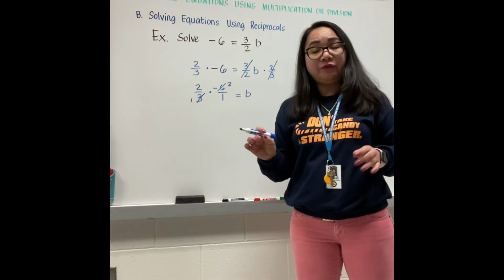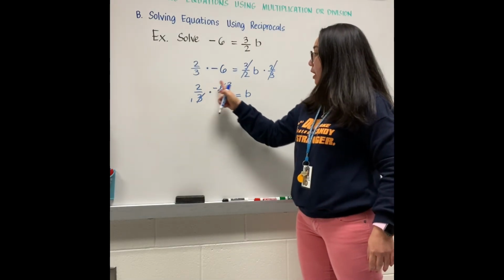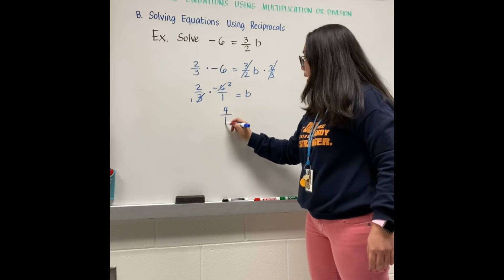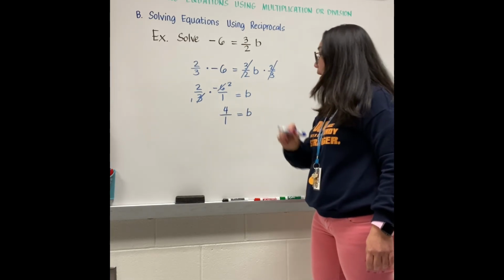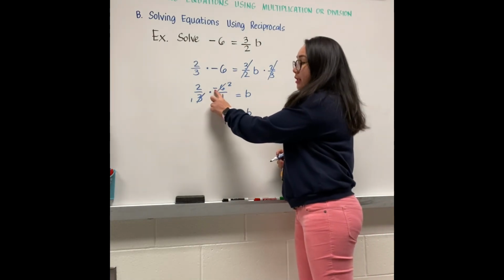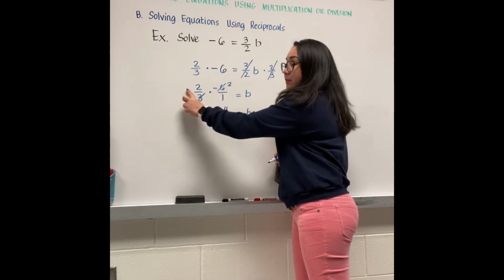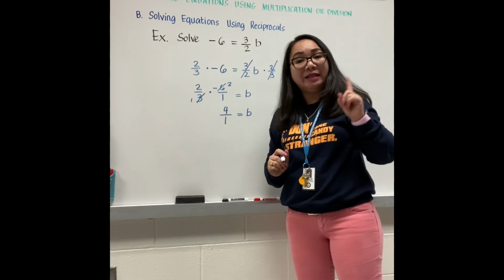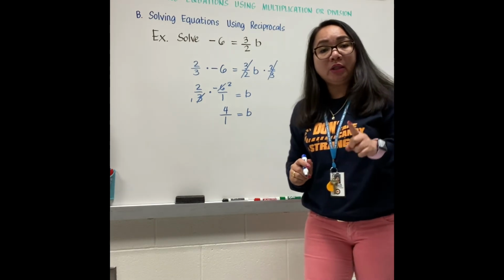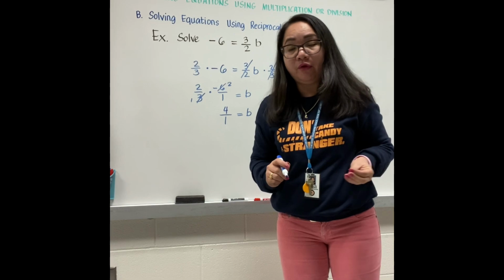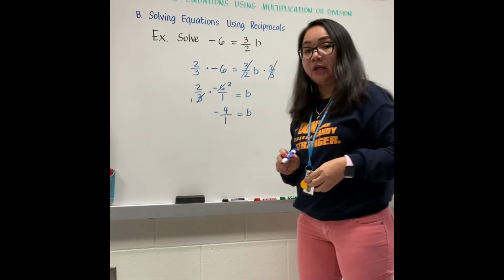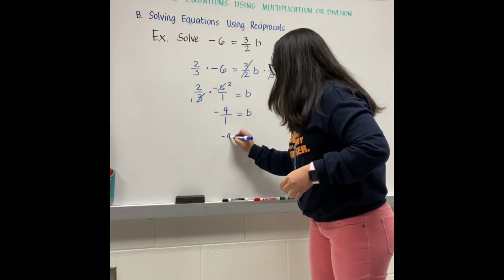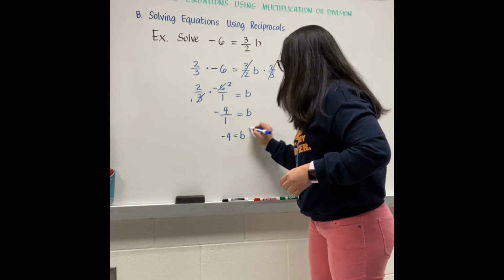Then multiply the leftovers straight across. 2 times 2 is 4. 1 times 1 is 1, which is equal to b. Now, notice that this is negative and this is positive. So you are multiplying opposite signs or different signs. So when you multiply different signs, it will give you a negative answer. So negative 4/1 is equivalent to negative 4, which is your b.